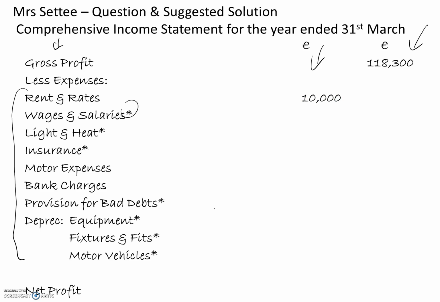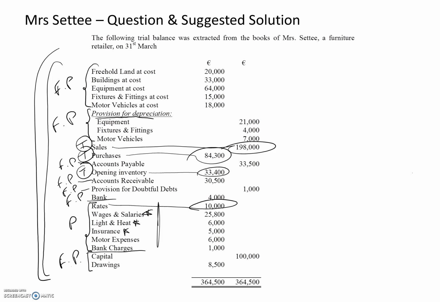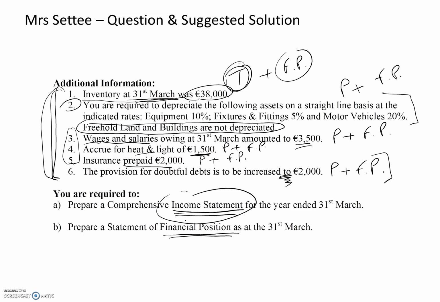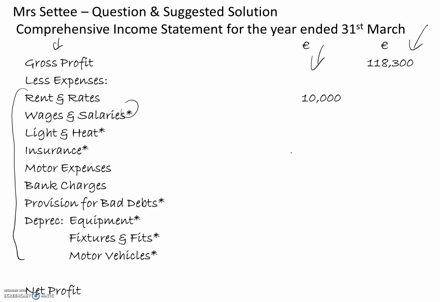The wages and salaries, now I have to adjust that figure, and if we just go back and look at that, we can see the wages and salaries 25,800, but there is an accrual of 3,500. That means that amount should have been paid, but hasn't actually been paid at the end of the year, so we have to add it on.